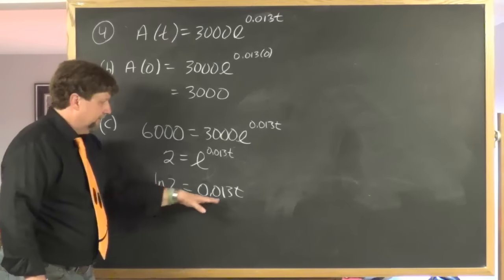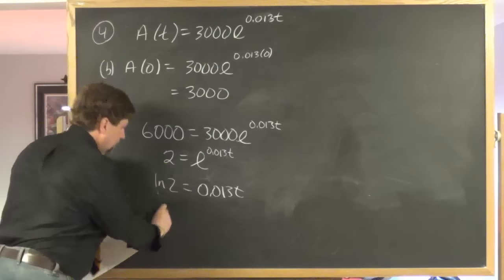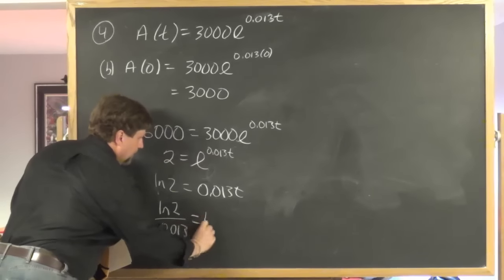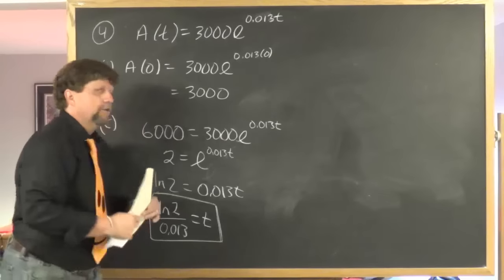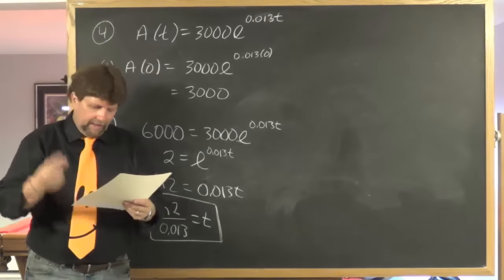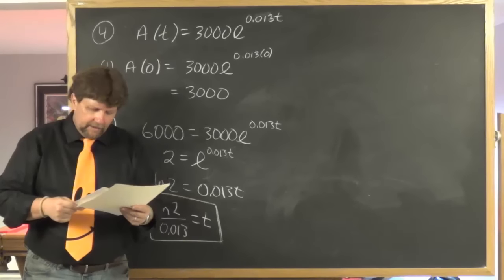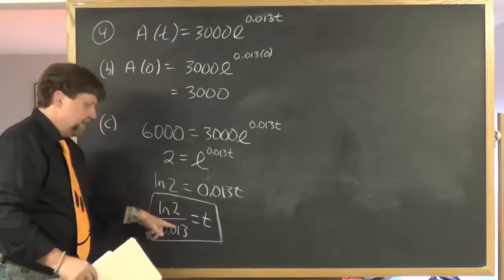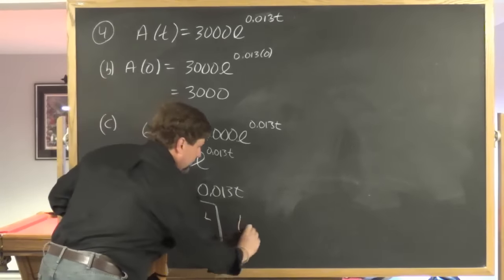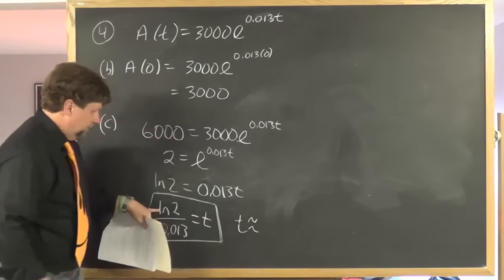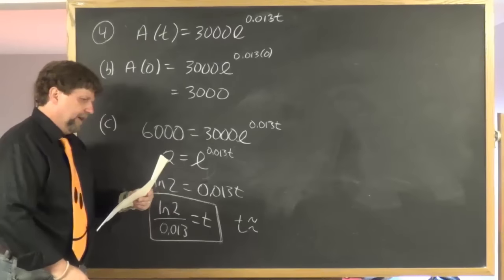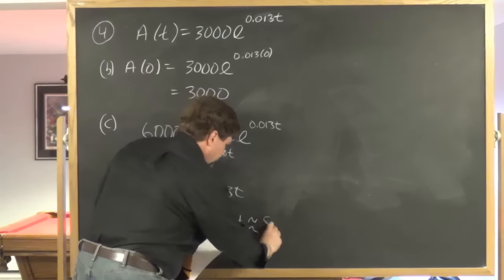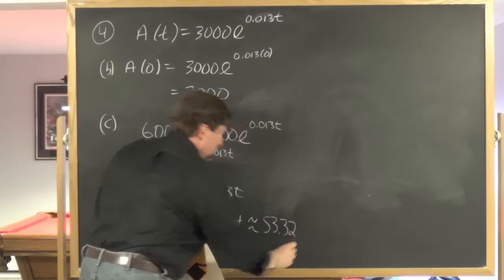To solve for t, I would divide both sides by 0.013. So the natural log of 2 over 0.013, that is t. Folks, that is the exact solution. You were asked to do 2 things here. Get the exact solution, and then use your calculator to get a decimal approximation. So this is exact, and when I use my calculator and do the natural log of 2 divided by 0.013, I get the approximation. T is approximately 53.32.